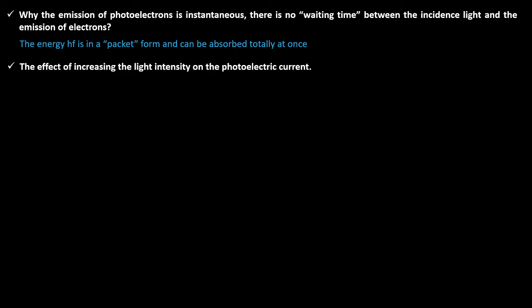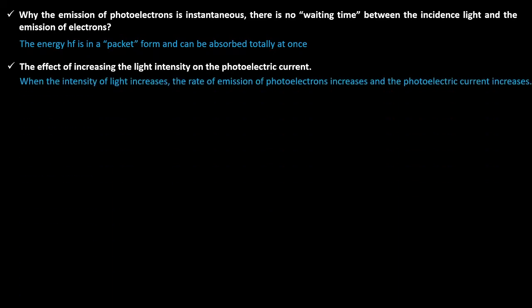Then the effect of increasing the light intensity on photoelectric current. So we know that the intensity doesn't affect the photoelectron emissions, but it will affect the rate of emissions. It means that when you have higher intensity, then the photoelectric current will increase. Why? Because we know that the power of the light source, or the source of electromagnetic radiation, is equal to NHF, right?